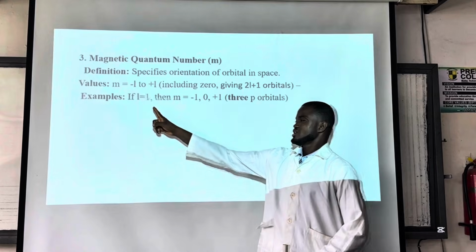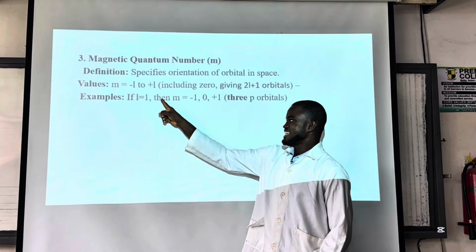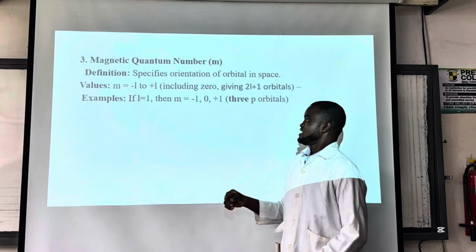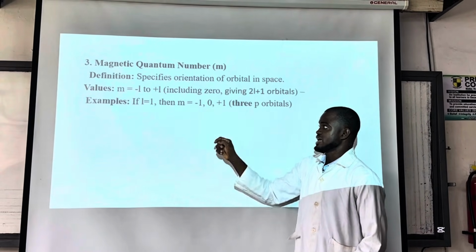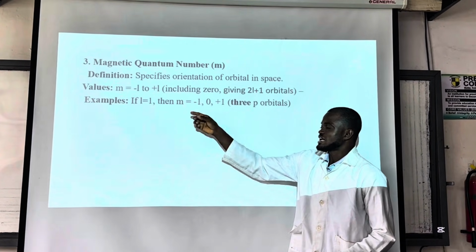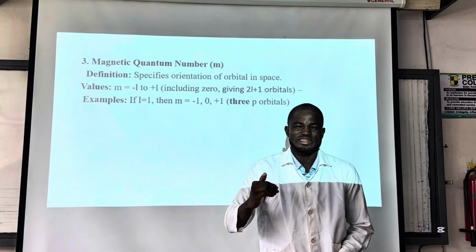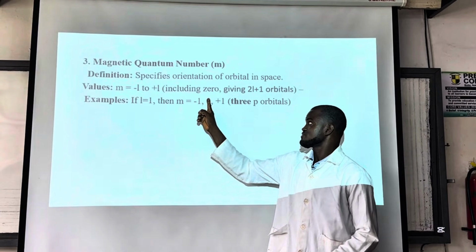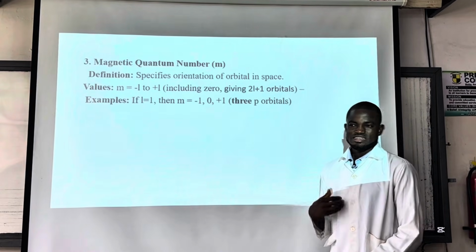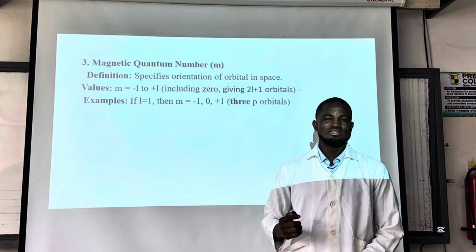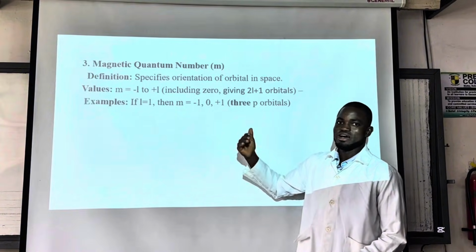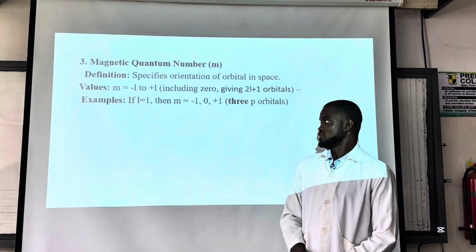Example: if l is equal to 1, then m is equal to minus 1, 0, positive 1. This gives us 3 different orientations. Remember, l equal to 1 means p. So m tells us that the p orbital can have 3 different orientations, and that is why we have 3 possible values of m. So that's also 3 p orbitals. Some books will say that it helps us to determine the degeneracy of the orbitals. How many degenerate orbitals will it have? It's the same as the possible orientations that it will have.